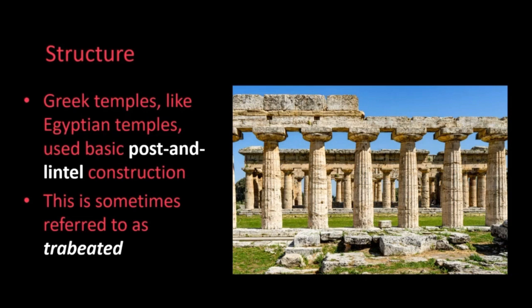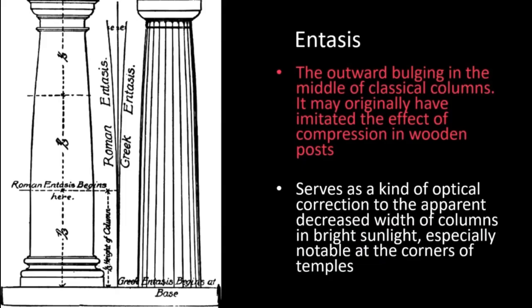Greek temples, like Egyptian temples before them, used basic post and lintel construction, sometimes referred to as a trabeated system. And here in this image of Paestum in southern Italy, which is another example of classical Greek architecture spreading beyond the Greek peninsula, you can see that this structure is divided into bays on the horizontal. It's a system of repeating equal units. But it's also a system designed for an observer, suited to an aesthetic observation.